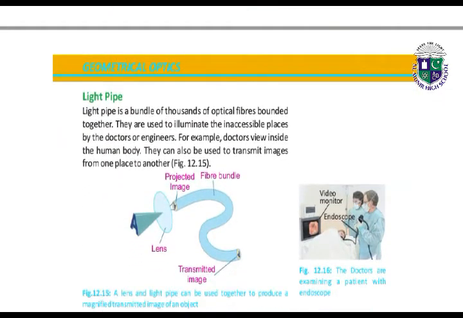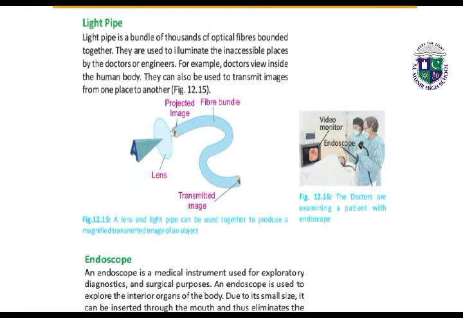Next application is the light pipe. A light pipe is a bundle of thousands of optical fibers bonded together. When we form a bundle of thousands of optical fibers, hair-like thread-like structures, we call it a light pipe. They are used to illuminate inaccessible places by doctors or engineers.